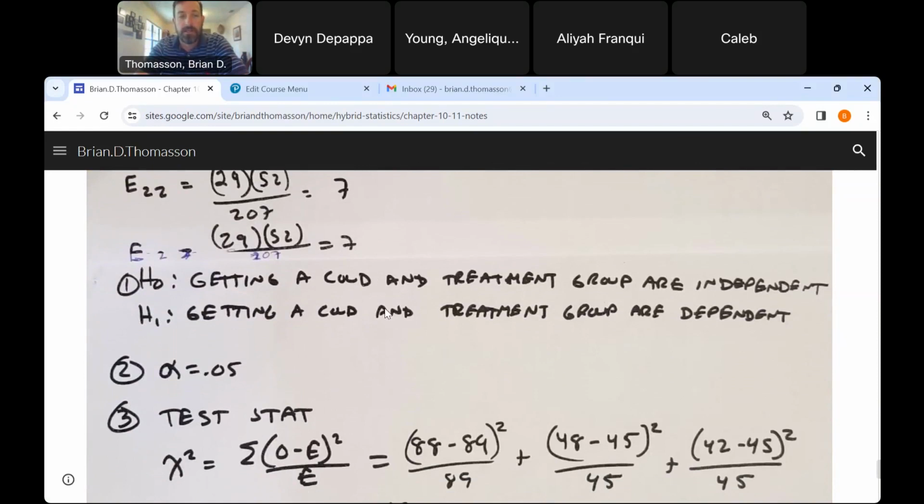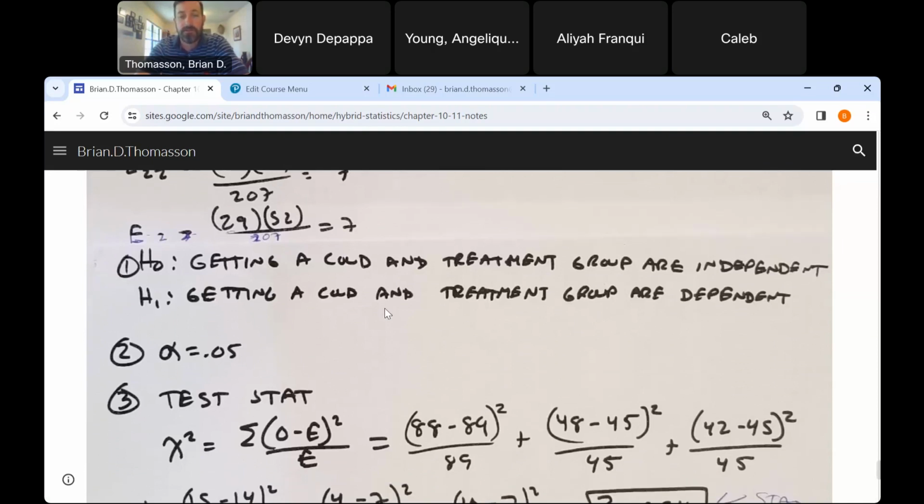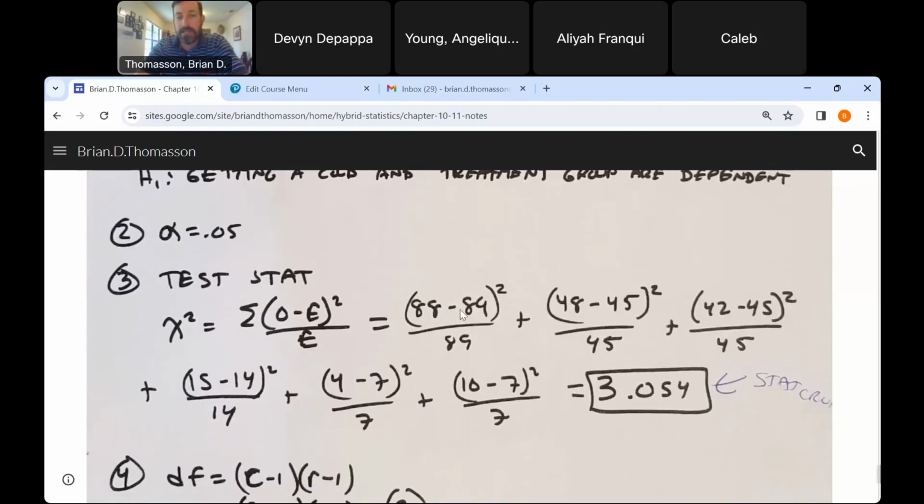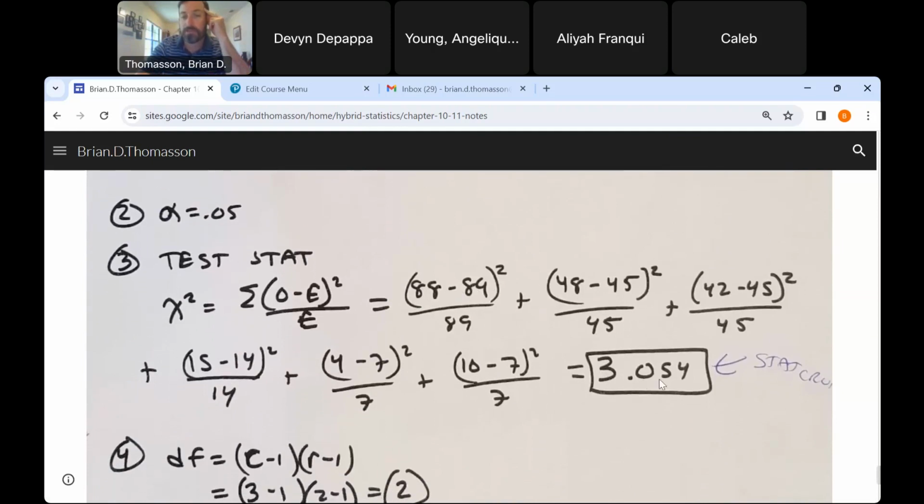So again, we assume that getting a cold and treatment group are independent, meaning the drug does not work. And our H1, if we reject H0, is that they're dependent, meaning the drug does work. So we assume it doesn't work unless we can prove otherwise. This test stat is just measuring each individual cell. Like we were expecting 89, we got 88 in the first cell. We were expecting 45, we got 48 in the second, and so forth. And we have this test stat of a little over 3.